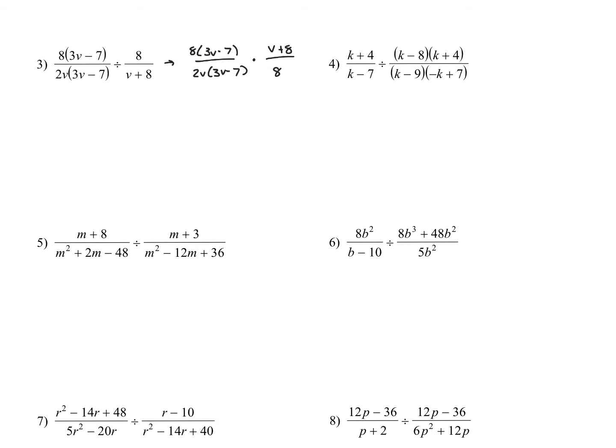Okay, now nice and conveniently, it has 3v minus 7 and 3v minus 7. So I can just go ahead and cancel those out. Then I have an 8 in my numerator and an 8 in my denominator. So I'm going to simplify that. And then I am left with, in my numerator, v plus 8 and 2v in the denominator. And that would be your final answer. You cannot simplify the v's because the numerator is wrapped up in addition.